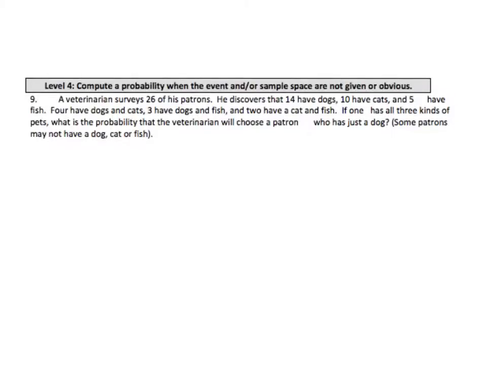Okay, level 4s are computing a probability when the event and or sample spaces are not given or obvious. So in level 4s, I like to make my own Venn diagrams. I just think I'm a visual person, so I just like to see it happen.